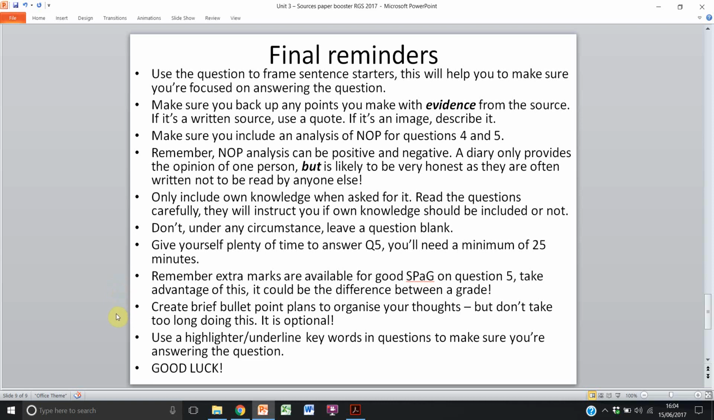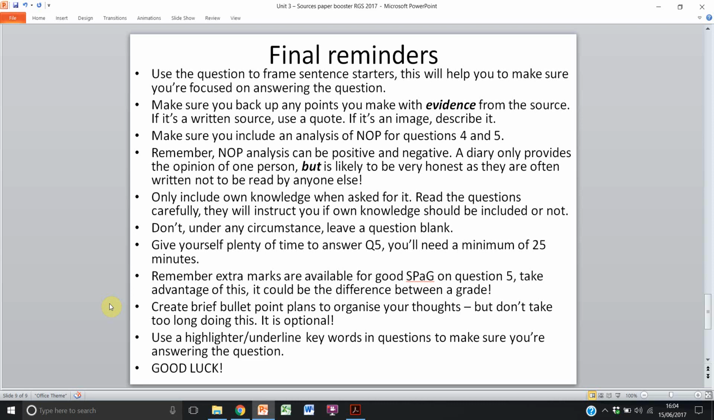You could think about doing bullet point plans to organise your thoughts. If you're going to do that, don't take too long, because that's something that's optional. Some people it helps, other people don't find it's necessary. And use a highlighter to underline keywords in questions and also keywords in the sources as well. Your sources booklet by the end of the exam should be covered with highlighted bits of information and little notes around the edges of the sources of your ideas. You should really pull apart those sources and have loads of ink on them with your ideas and the bits of evidence that you want to use.